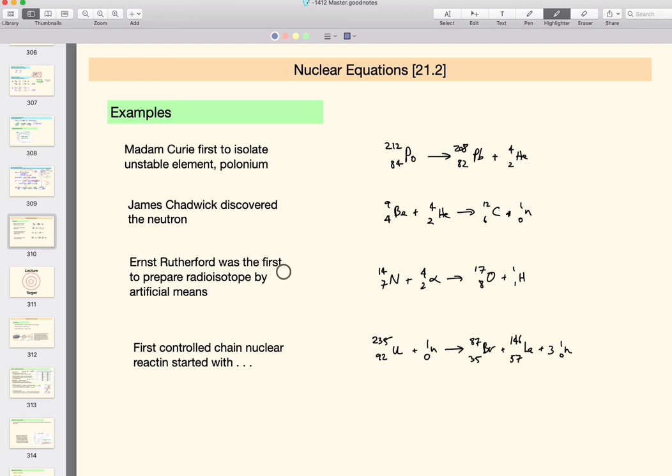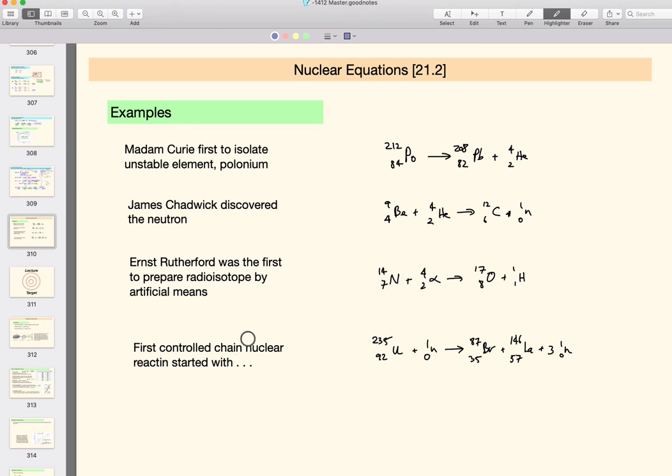Ernest Rutherford, we remember him, yes. Okay, the gold foil and all of those types of things, yes, and he was bombarding things with alpha particles. He did more than just that. He didn't happen by that experiment. He was one of the first, he was the first to actually prepare a radioisotope. Not just dig it up, but actually prepare it by artificial means.